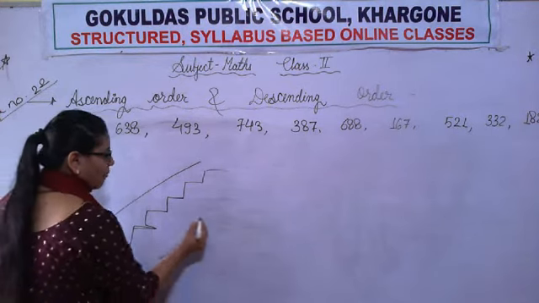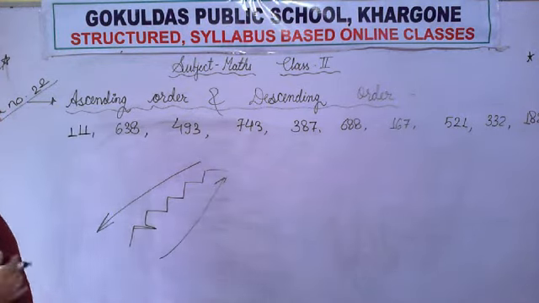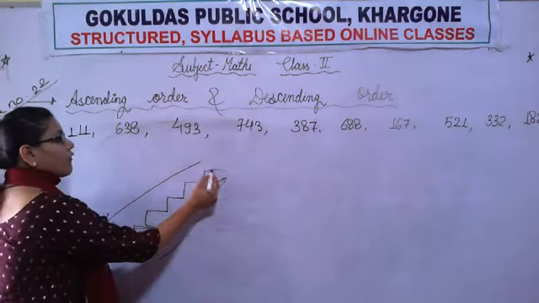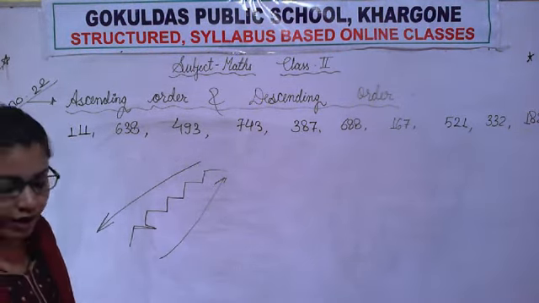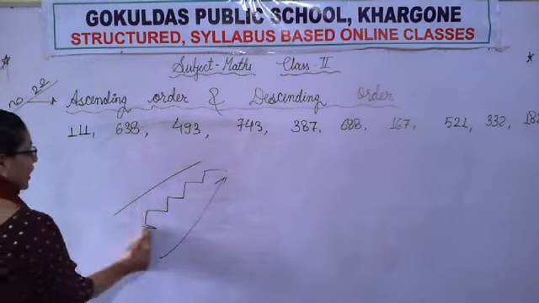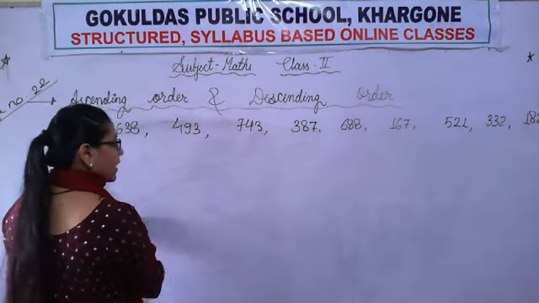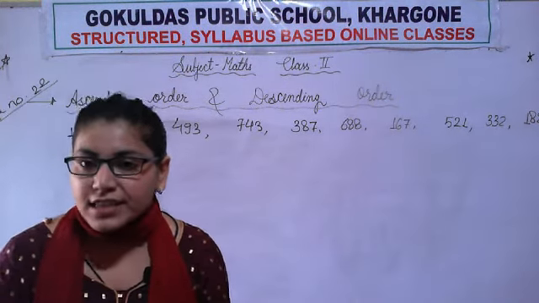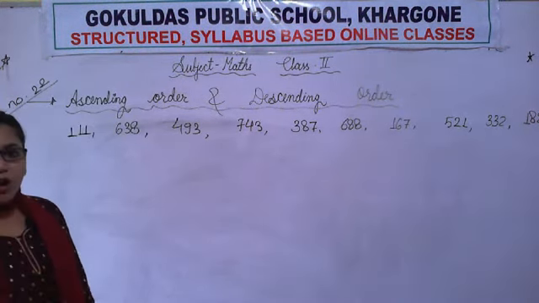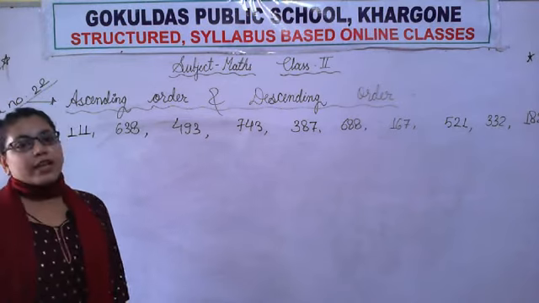If we go upward, what do we call it? Ascending order. And when we come downstairs, what do we call it? We call it descending order. So we have to arrange all these numbers in descending order. It means we will put the highest value first, and then smaller, smaller, smaller, and the smallest value at last.